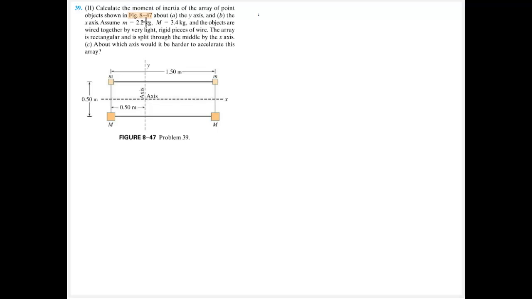Now for a little bit of practice calculating moment of inertia, I'm going to calculate about the y-axis and then about the x-axis. I have some known masses, wired together by very light, rigid pieces of wire, which means they're not going to contribute at all to the moment of inertia. The definition of the moment of inertia is the sum of the masses and their radii squared. It's going to be an I.